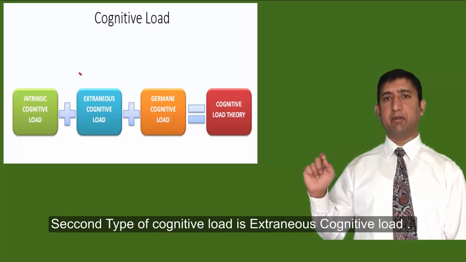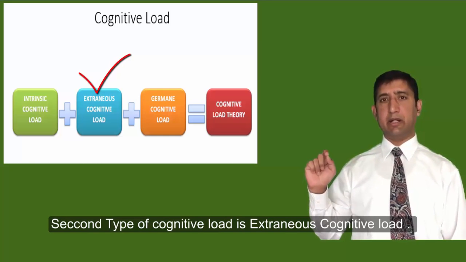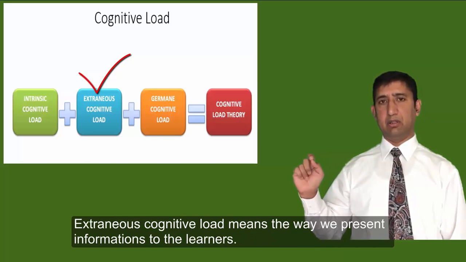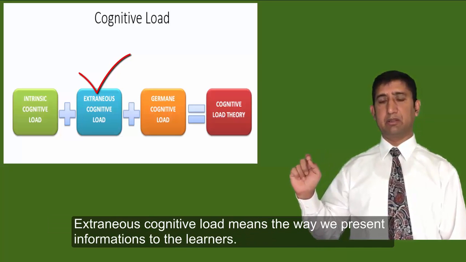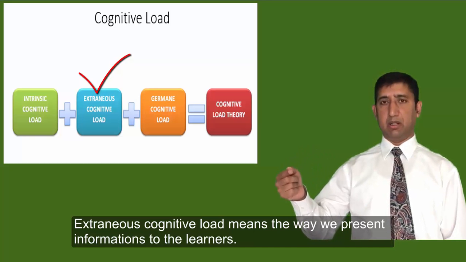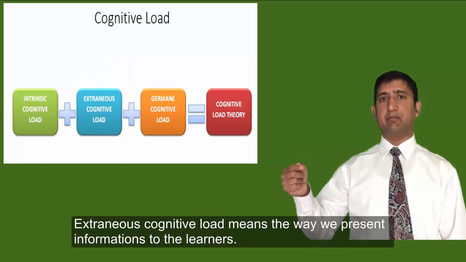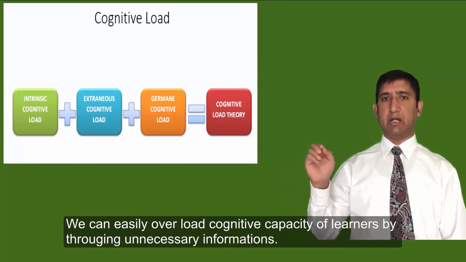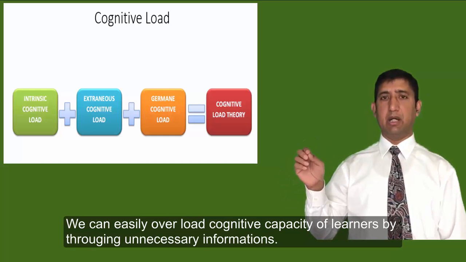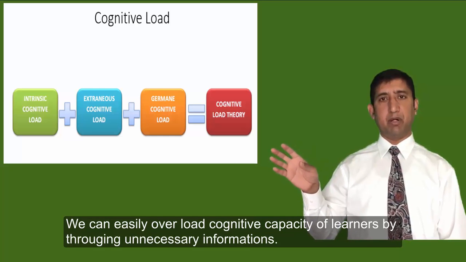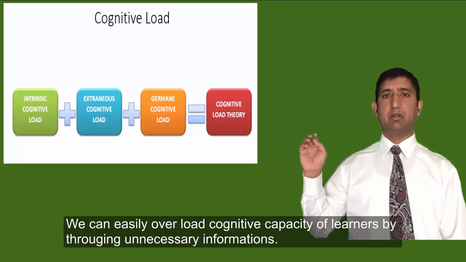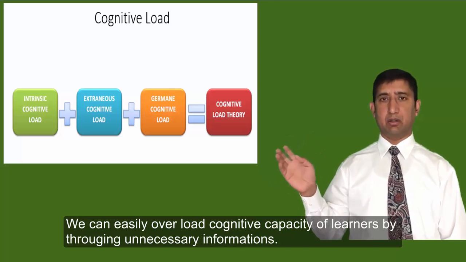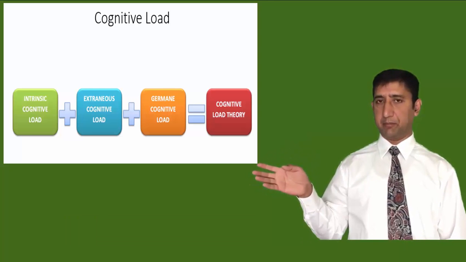The second type of cognitive load is extraneous cognitive load. Extraneous cognitive load means the way we present information to the learners. It can overload the cognitive capacity of the learner if we throw too much information, unrelated information and complex PowerPoints or slides at them. That can easily overload our cognitive capacity.